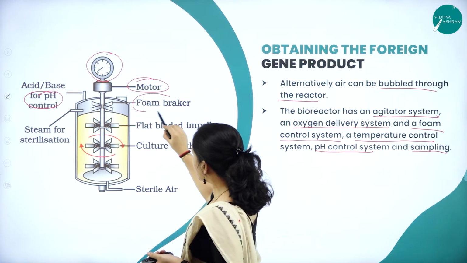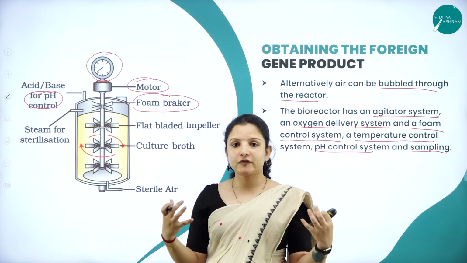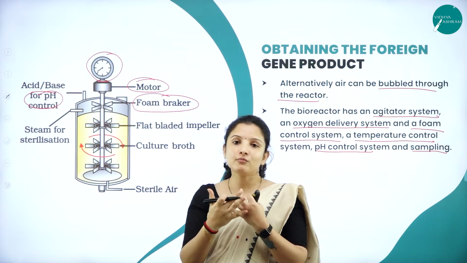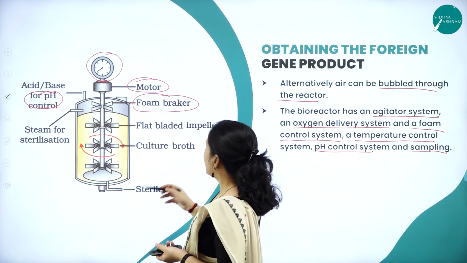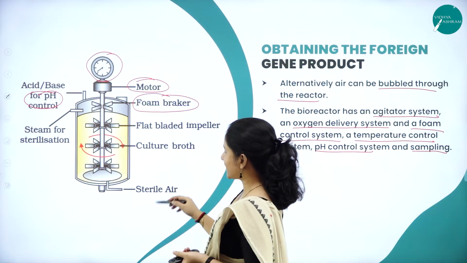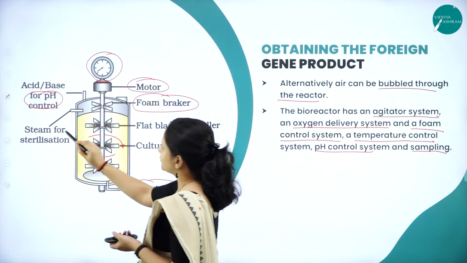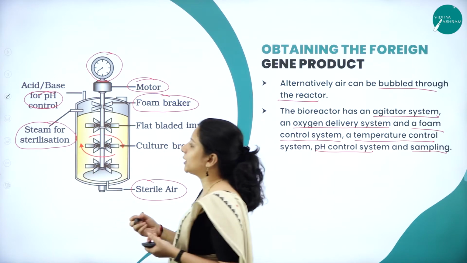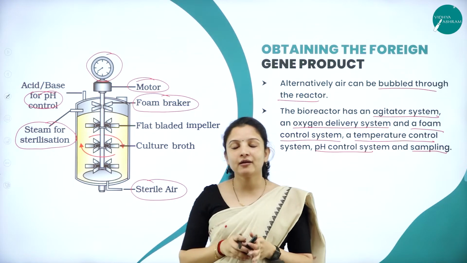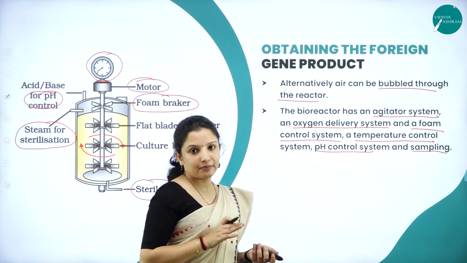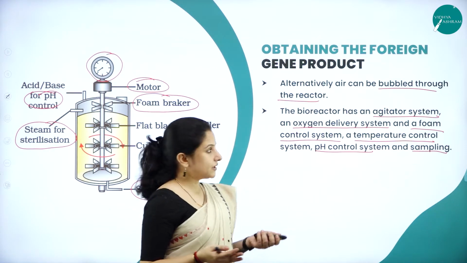It has a foam breaker because when mixing is done, because of the supply of oxygen and the breakage of the air bubbles, foam gets formed. That foam should not hinder the culturing process. So therefore a foam breaker will be there, and it will also have a section wherein sterile air, that is pure air, can be pumped inside, and also a pipe wherein steam can be provided for sterilization. So all this will ensure that the optimum condition is maintained inside the bioreactor, which is needed for the proper multiplication or culturing of the cells.